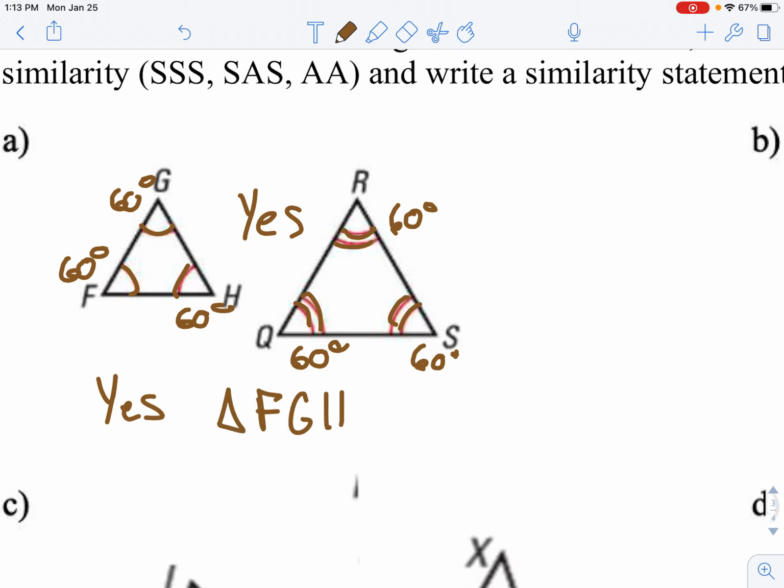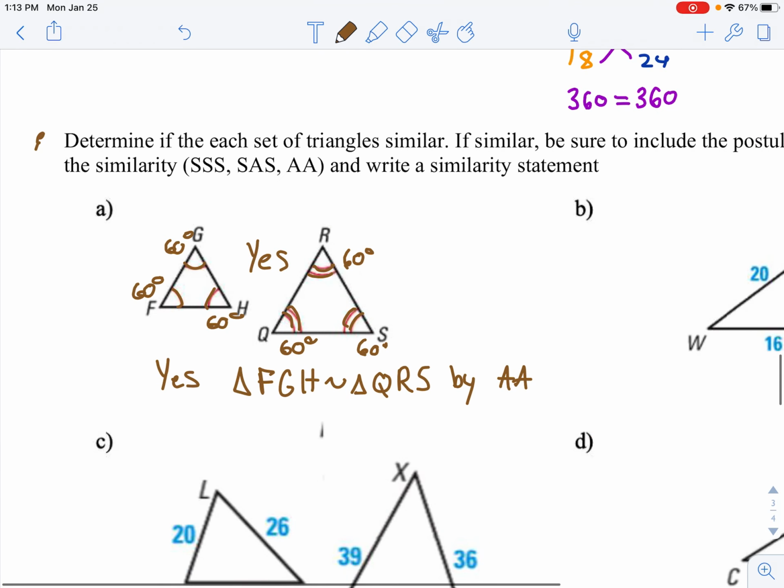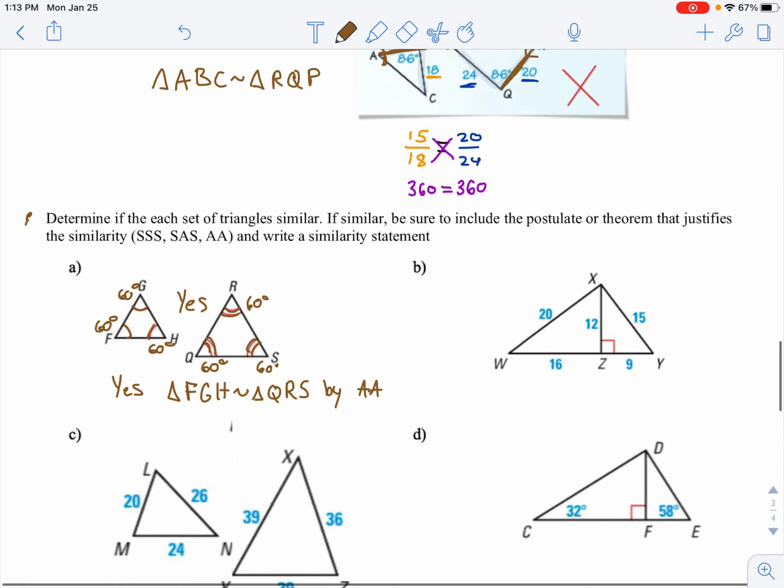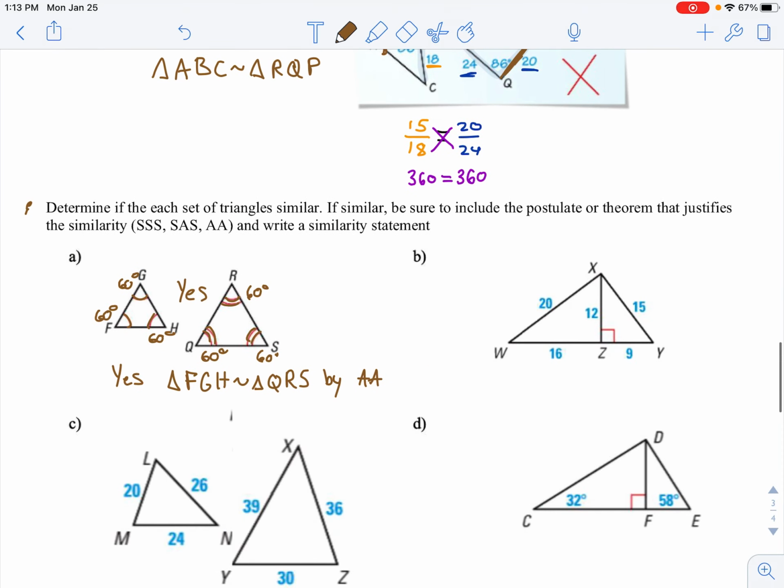Yes. And in fact, all angles correspond to each other in this one because they're all 60 degrees. And this is just by angle. We have equiangular. We know two angles are 60 degrees, thus the triangles must be similar.